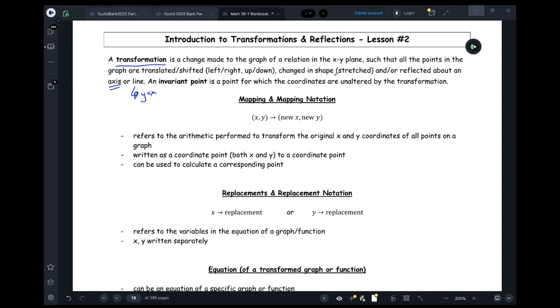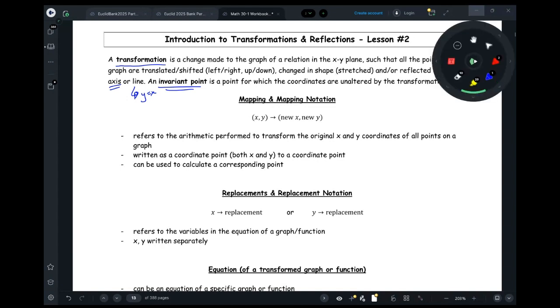Now, an invariant point, and we want to make sure you understand this because you're going to get asked about it somewhat repeatedly, is a point for which the coordinates are unaltered by the transformation. Basically, with these transformations, we're going to take a look at the collection of points on a graph and change those coordinates into another set of coordinates. One of the things we're going to talk about here is mapping, and we want to make sure that the mapping notation is clear and that you understand what's going on.